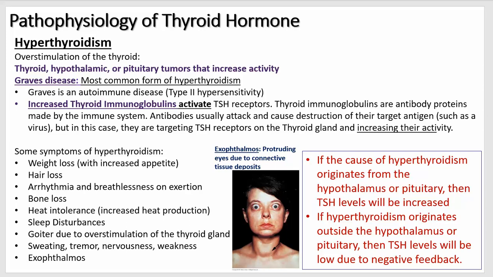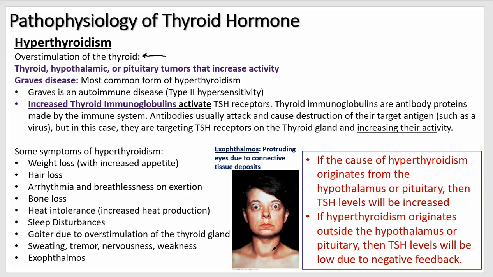All right. So physiology of thyroid hormone: hyperthyroidism is overstimulation of the thyroid. Okay? So if we have hyperthyroidism, we're also going to have hypothyroidism. So overstimulation of the thyroid, that's kind of a generic term. So what kinds of hyperthyroidism can we have, or where can that come from?